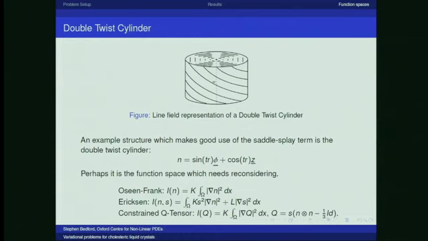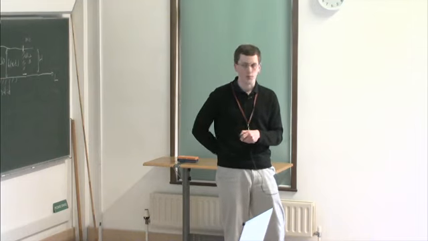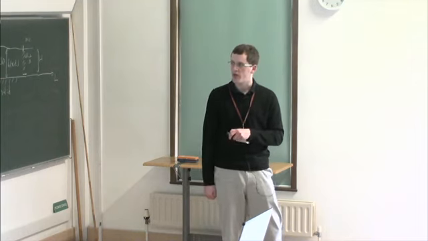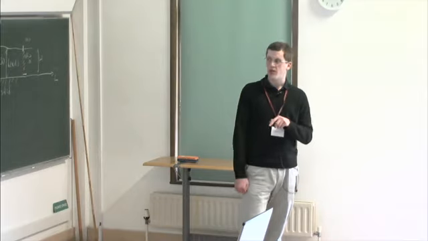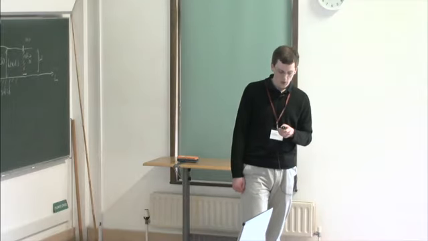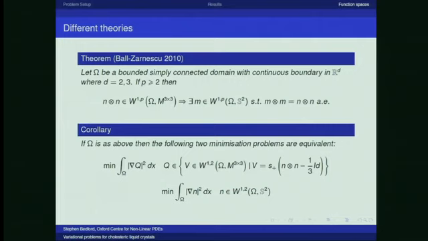Oseen-Frank with the director. I haven't put in the cholesteric terms just for ease. Ericksen adds a scalar order parameter, and constrained uniaxial Q-tensor theory, rather than using a director, uses n tensor n to do this. And there's a paper by John Ball and Arghir Zarnescu two years ago.